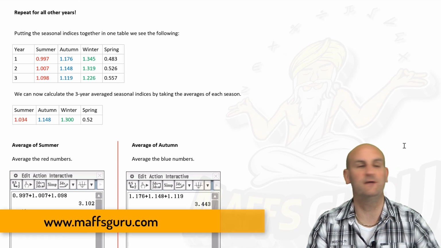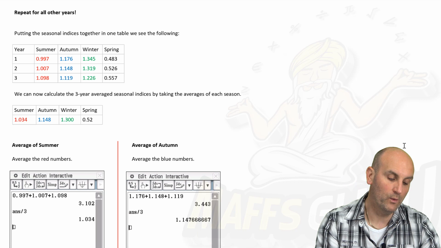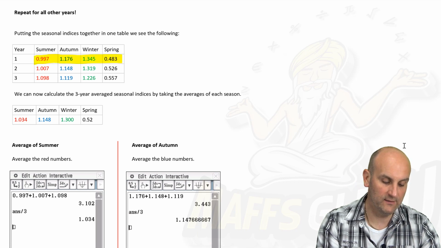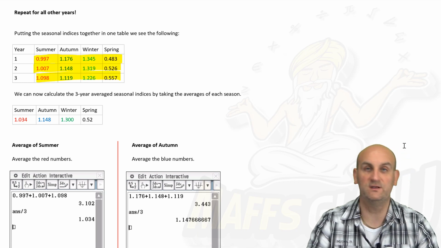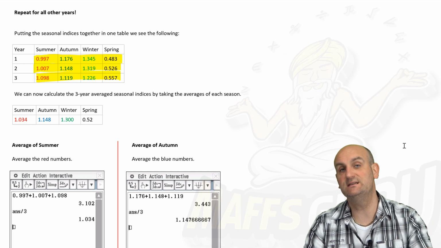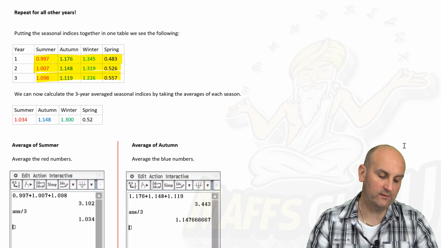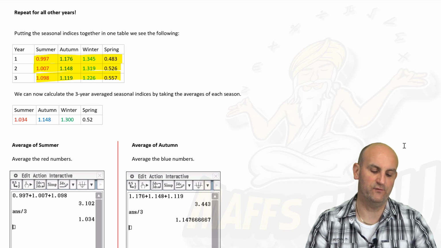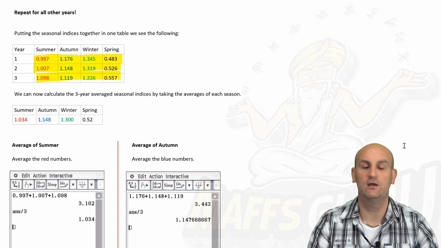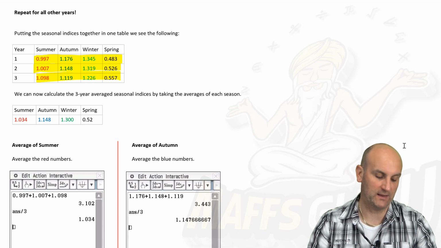So I've done that now. Having gone on and done my 3rd year, what I've done is put all of my data now in this table here. So these are my seasonal indices for each season for each year. All right, so we can now calculate our 3-year average seasonal indices by taking the averages of each season. So how do we do that?